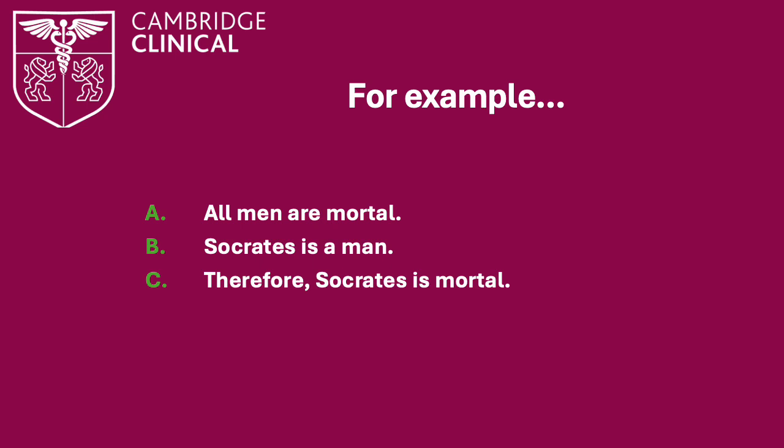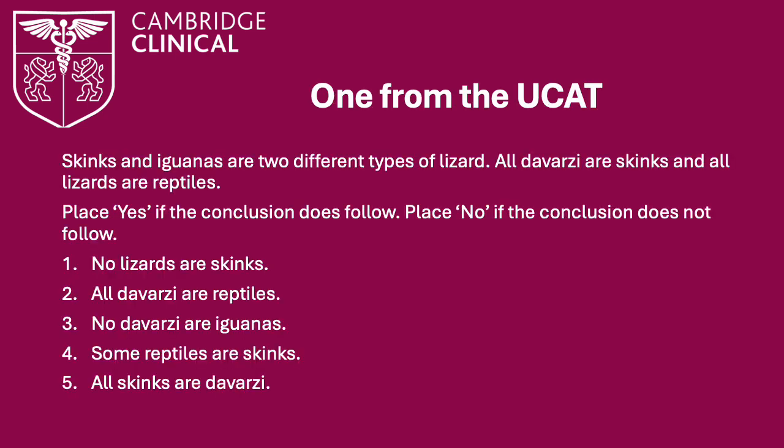The major premise, i.e. the one defining the theme, is A, the theme being mortality and men. The minor premise, i.e. the one defining the subject, is B, the subject is Socrates. And finally, we can use A and B to infer the conclusion, which is C.